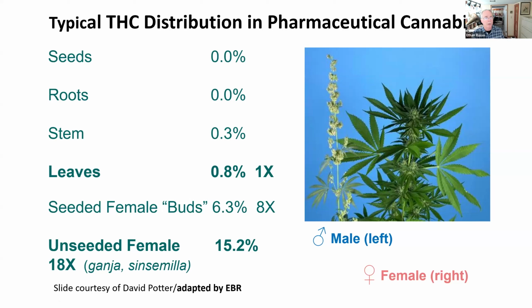The plant has only so much energy. To make seed requires a great deal and will detract from phytocannabinoid production. You'll note that there's almost no cannabinoid production in the stems, nor in the roots. Occasionally it's been reported there, but for all intents and purposes, the clean seeds and the roots have no cannabinoids in them.